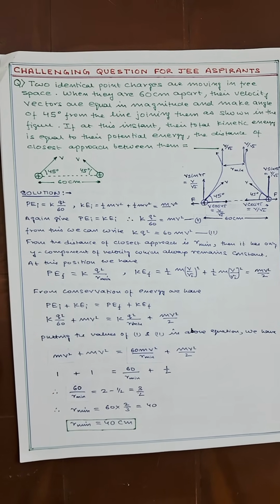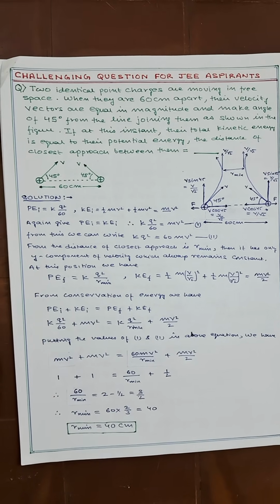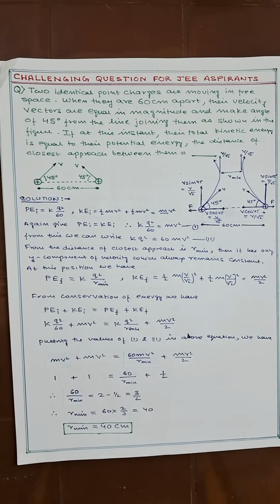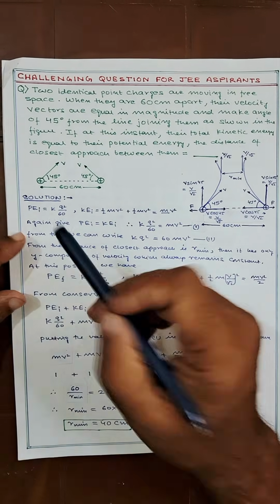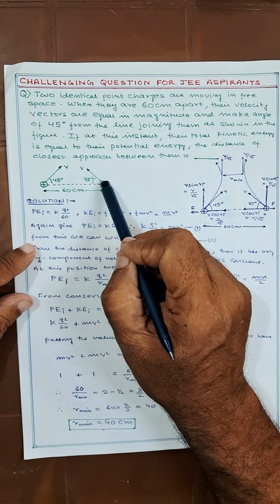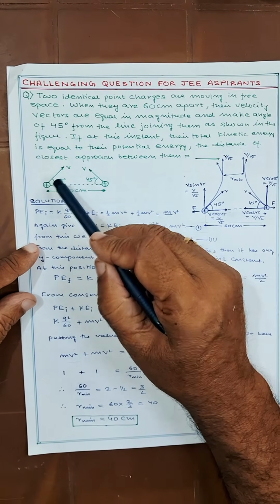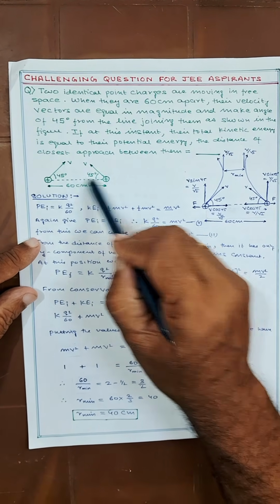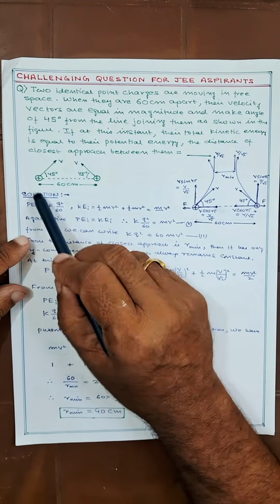If at that instant their kinetic energy is equal to their potential energy, find the distance of closest approach between them. This diagram is given in the figure. You have two positive charges and the velocity vectors are like this, making an angle of 45 degrees with the line joining them, and the distance between the charges is 60.